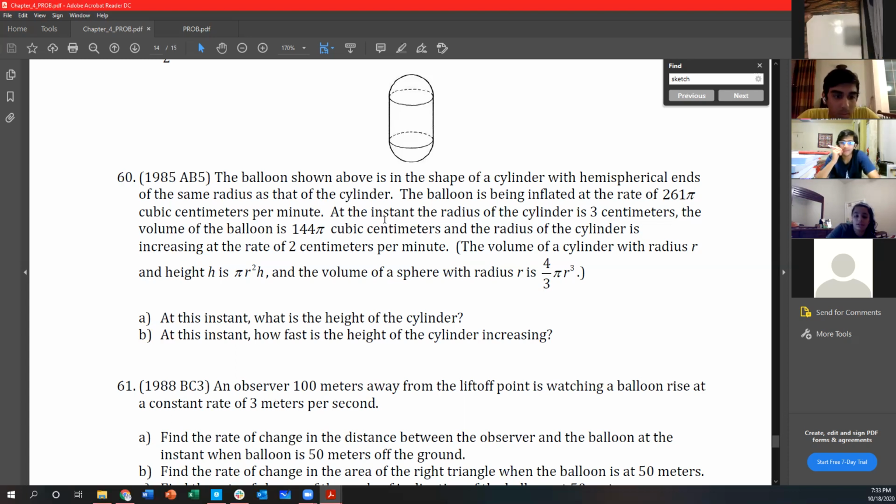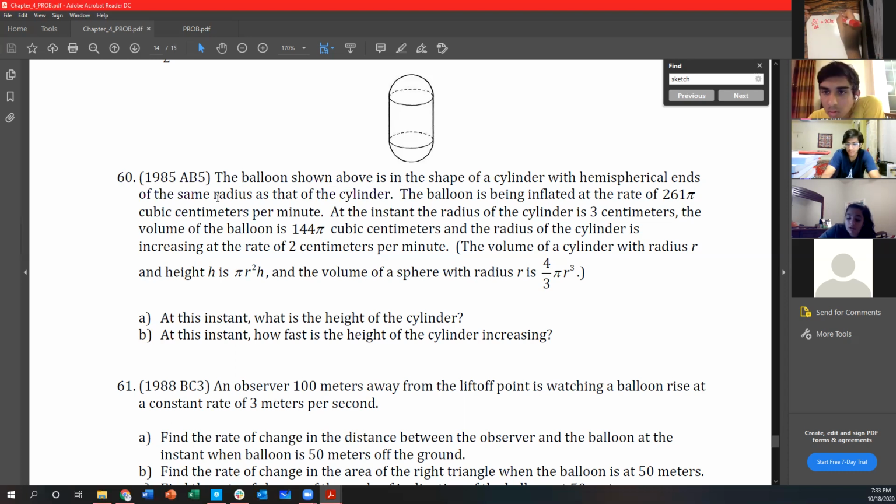Alina. I guess dB over dt. Well, what would B be? It's okay. Look at the unit. What is this unit? Oh, the volume. Yeah, the volume. The units will almost always tell you because that's what the rate of change is. So I would say dV/dt, right? Okay, that makes a lot more sense. dV/dt equals what? 261 pi, right? And it's increasing, so it's positive.